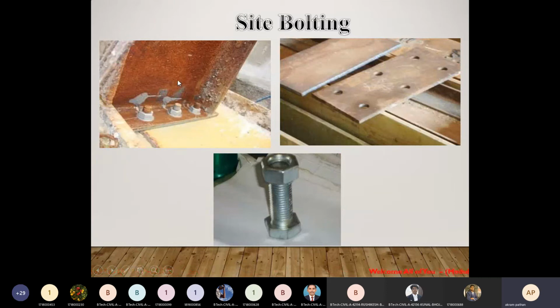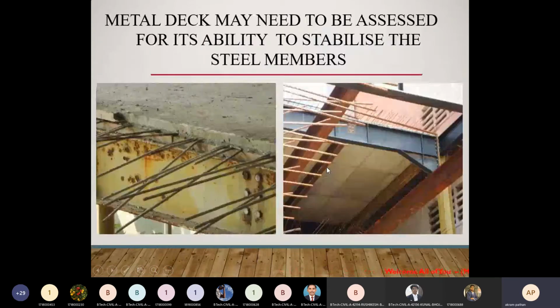also you can see here, this is the eye section. Okay, so this eye section is connected with the concrete also with nut and bolt. So if you want to erect certain columns or any kinds of compression member or steel member, we can connect with the help of such nut and bolting. Then here the metal deck may need to be assessed for its ability to stabilize the steel members. Okay, so in case of the precast and pre-stressed concrete members.